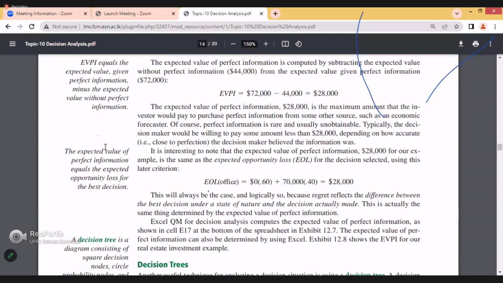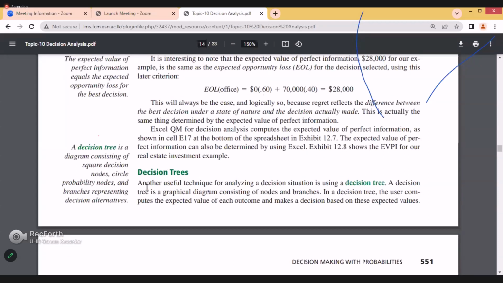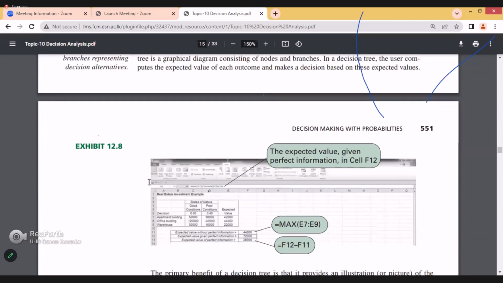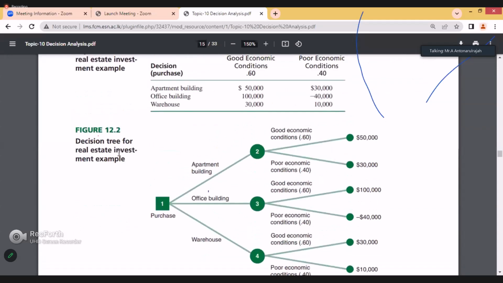So please go through and practice and keep it in your memory how to make the additions. Knowing is okay, there are just multiplications and selections. The addition criteria we need to apply is the challenging one in these sections. The other option is the decision trees, right? You know that. The same information we can put in decision trees. Just three options, three branches: whether we are going to purchase the apartment building, office building, or warehouse, with poor economic conditions and good economic conditions.